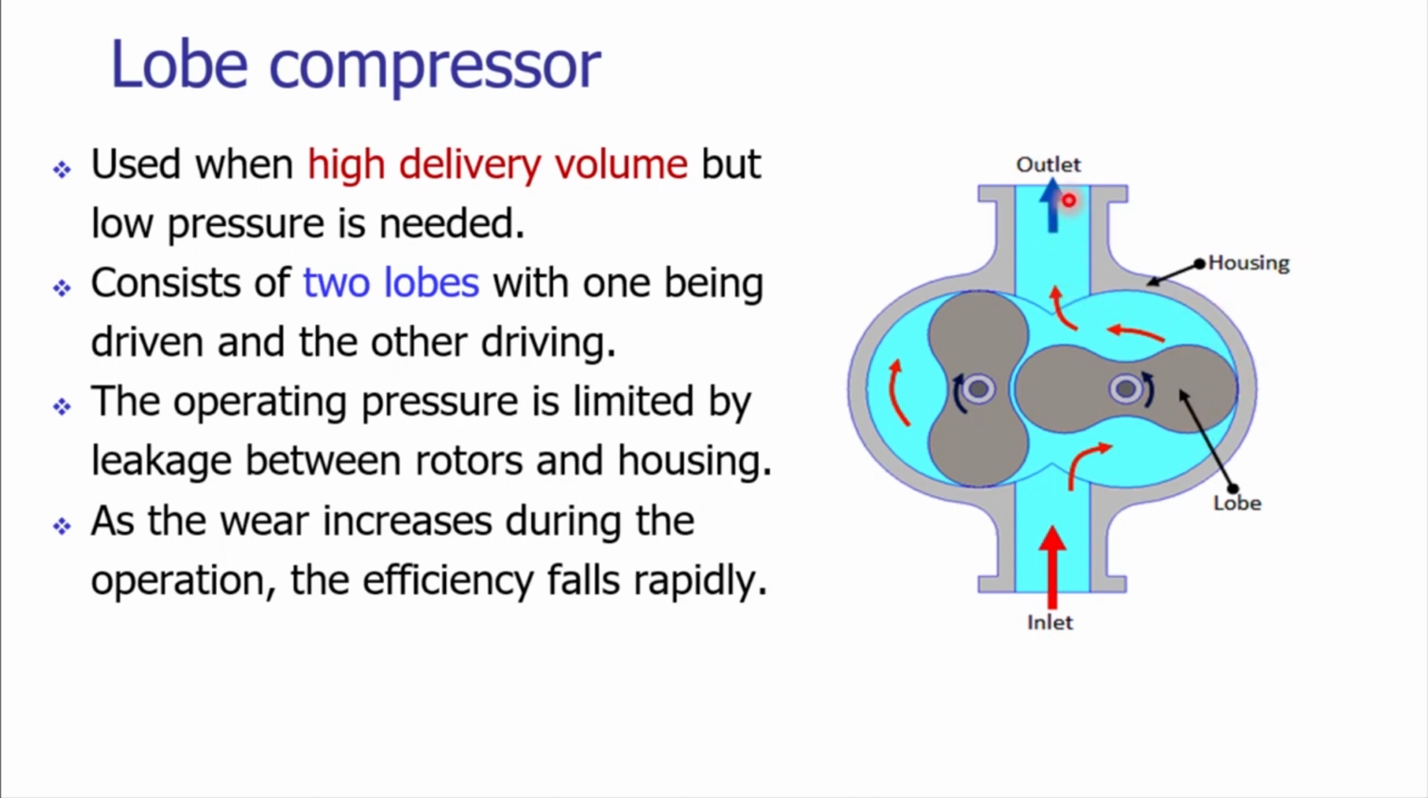out through the outlet. Due to the continuous contact or rubbing of the lobe surfaces over each other, there is a lot of wear and tear of these lobe compressor elements, and due to that there is a problem of leakage in the lobe compressor. Therefore, the efficiency of the lobe type of compressor is quite less. They are not that widely preferred when we want a high pressure fluid for our applications.